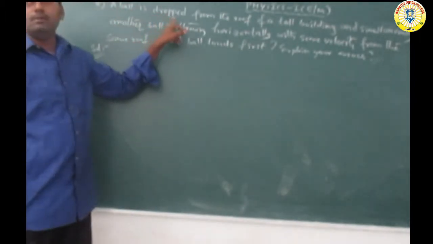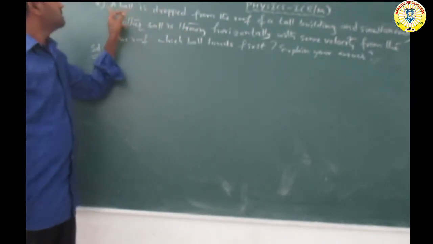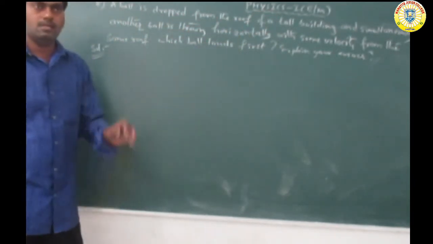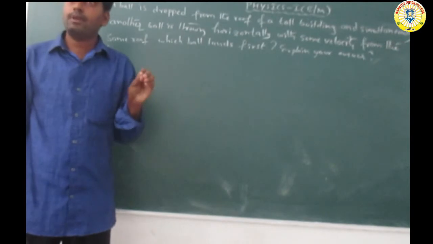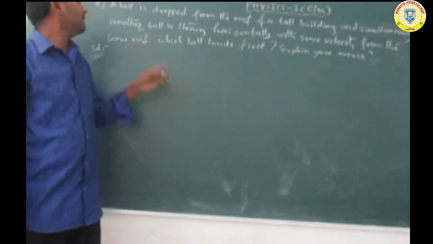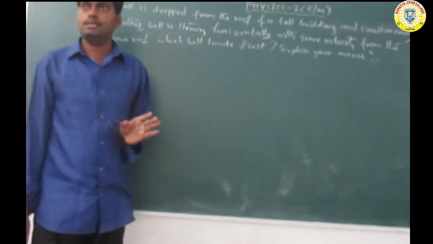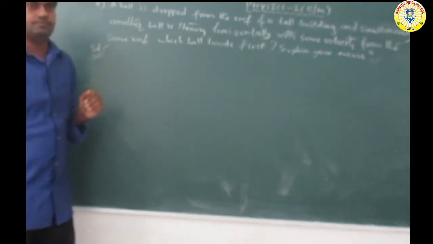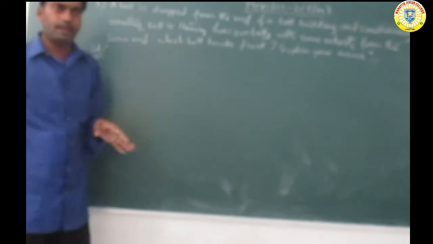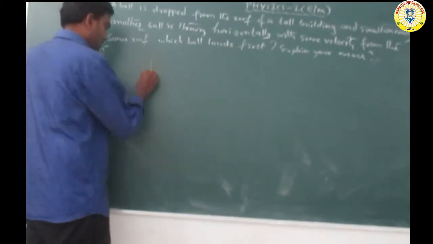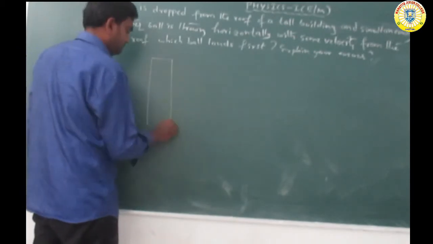A ball is dropped from the roof of a tall building. Simultaneously, another ball is thrown horizontally with some velocity from the same roof. Same roof means same height, which is indirectly given. So which ball lands first? Explain your answer.